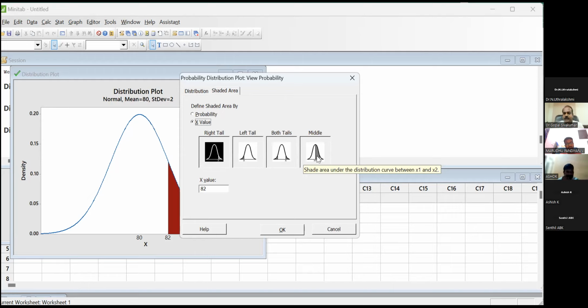So in the X value, what should you type? 75. It will be the left tail. Choose left tail, type 75, and give OK.